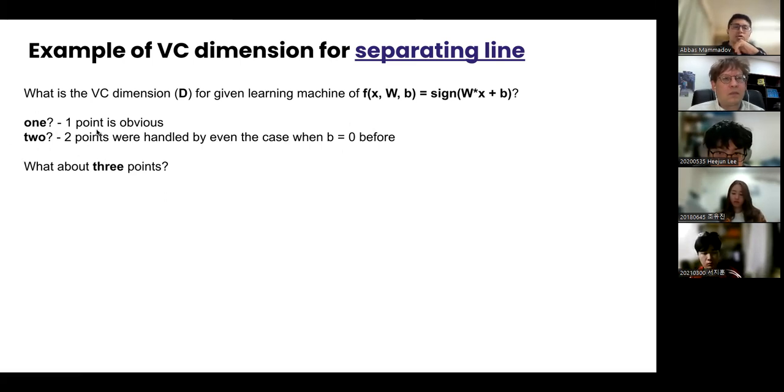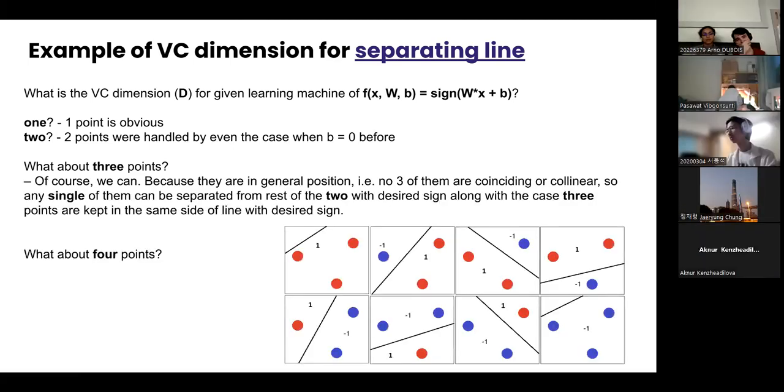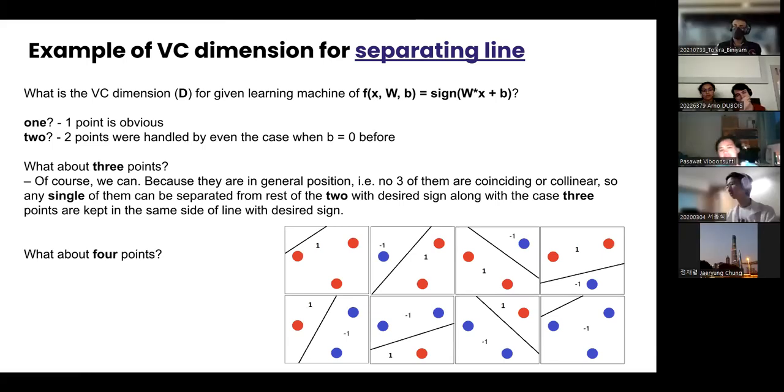Then the question arises: what about 3 points? Can we shatter the 3 points by separating lines? Actually, the answer is yes, of course we can, because they are in general position and no 3 of them are coinciding, or collinear, that's the important part.